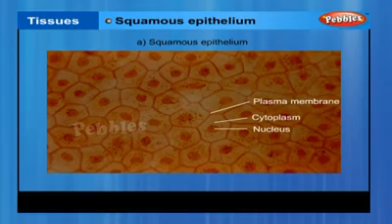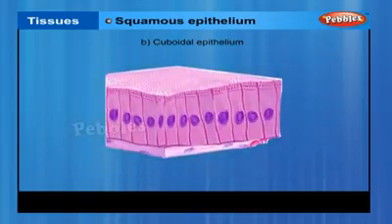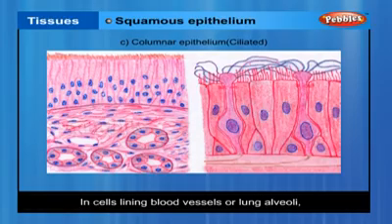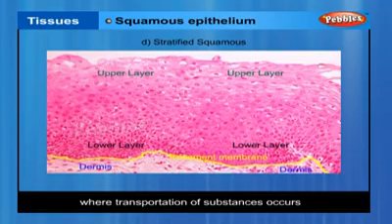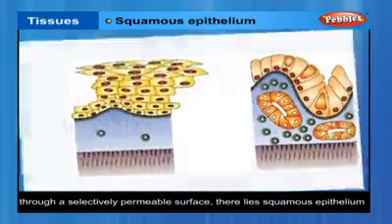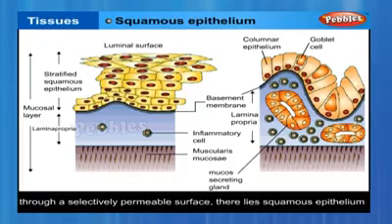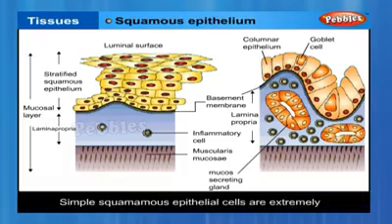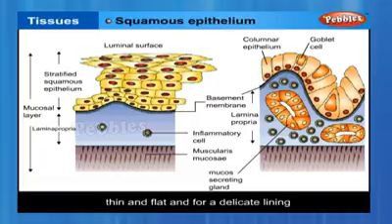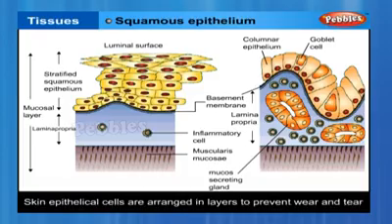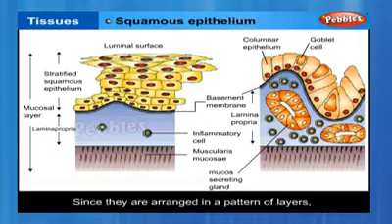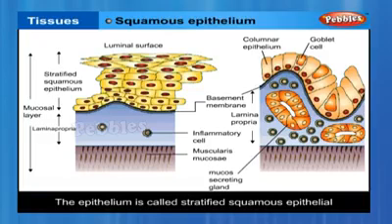Squamous epithelium. Different epithelia show different structures that correlate with their unique functions. For example, in cells lining blood vessels or lung alveoli, where transportation of substances occurs through a selectively permeable surface, there is a simple flat kind of epithelium. This is called the simple squamous epithelium. Simple squamous epithelial cells are extremely thin and flat and form a delicate lining. Skin epithelial cells are arranged in many layers to prevent wear and tear. Since they are arranged in a pattern of layers, the epithelium is called stratified squamous epithelium.